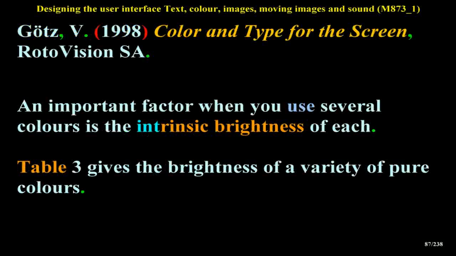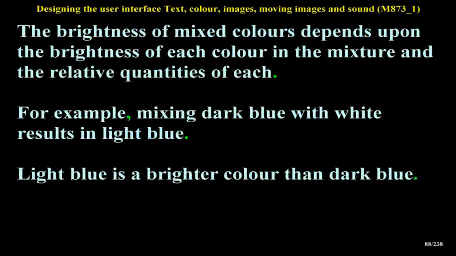An important factor when you use several colors is the intrinsic brightness of each. Table 3 gives the brightness of a variety of pure colors. The brightness of mixed colors depends upon the brightness of each color in the mixture and the relative quantities of each. For example, mixing dark blue with white results in light blue. Light blue is a brighter color than dark blue.